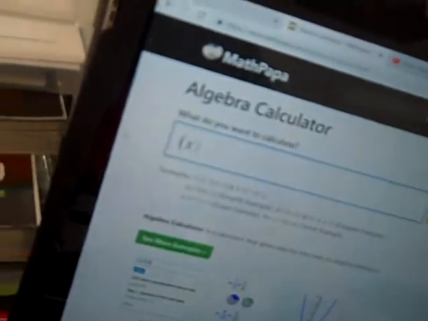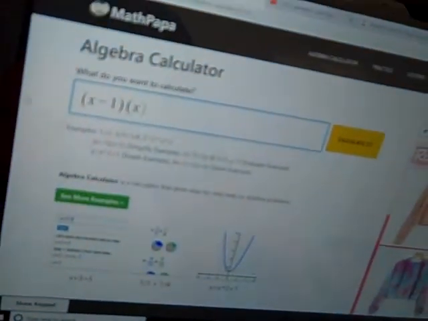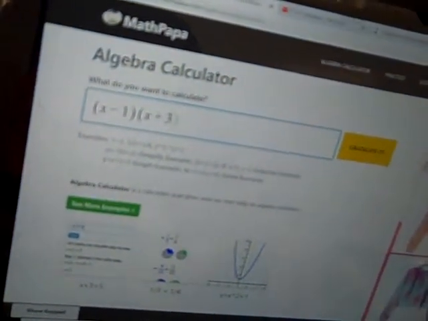Okay, Math Papa, definitely on the left side, okay? Maybe on the right. So quantity x minus 1, close quantity, quantity x plus 3, plus x, quantity 2x minus 1, close quantity. And that side is 3x to the second plus 1x minus 3.